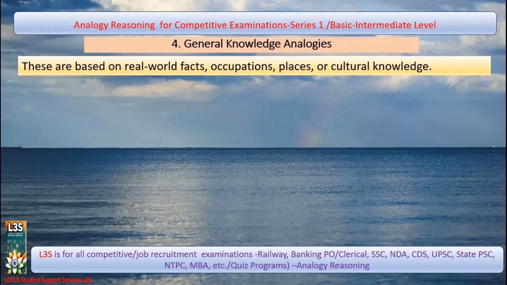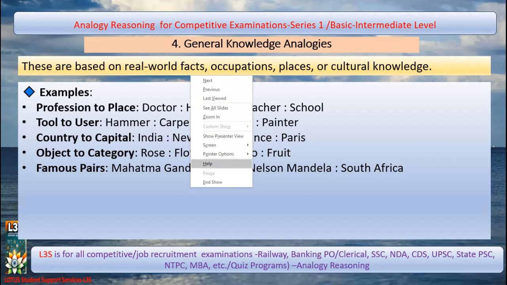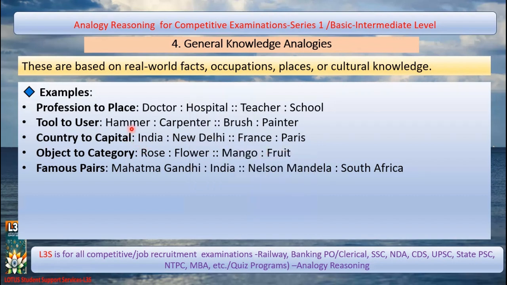Here, general knowledge analogies will be based on real world facts, occupations, places, or cultural knowledge. So if doctor is to hospital, a doctor works in a hospital, then teacher will go with school. Then hammer, carpenter, then brush will be painter. A hammer is used by a carpenter, so a brush is used by a painter, so it will be painter.